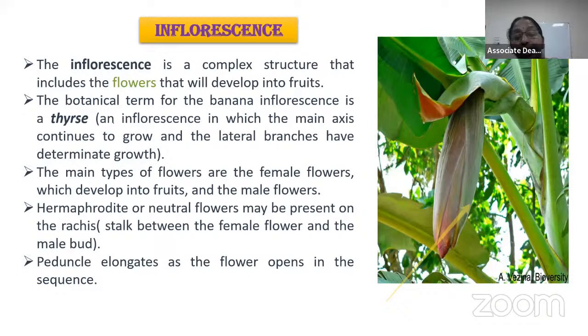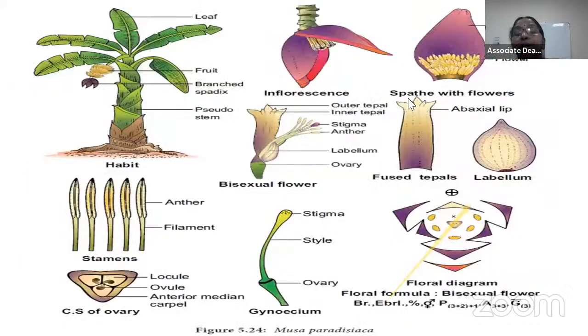And here the peduncle will elongate as the flowers open in sequence. I'll show you the photograph also. Here you can see the structure of the inflorescence. This purple one is known as the bract, enclosing the female flowers. It is also known as the spathe. And these are the flowers.